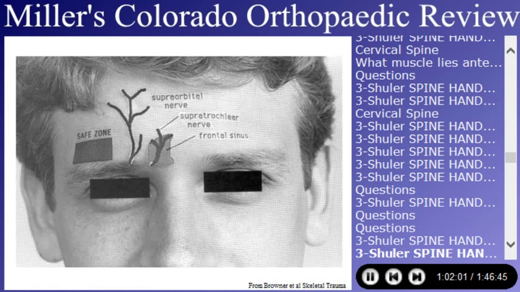Next structure going medial, the supraorbital nerve. Next structure over the frontal sinus is the supratrochlear nerve. One of the questions they like to do also: if you draw a line from midline over to this zone, it's 4.5 centimeters. Okay? From midline to the safe zone, 4.5 centimeters.